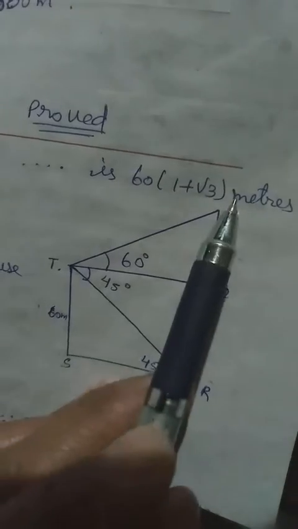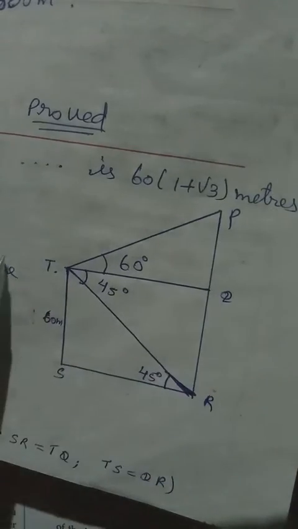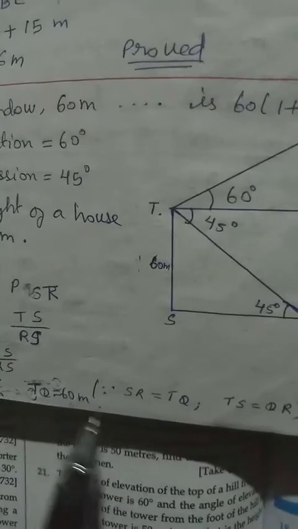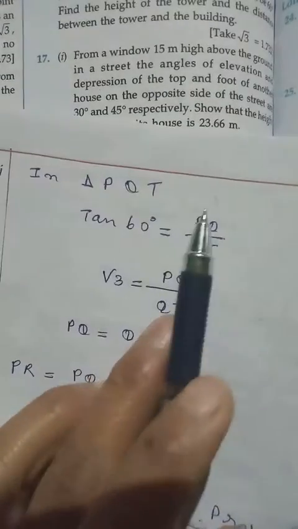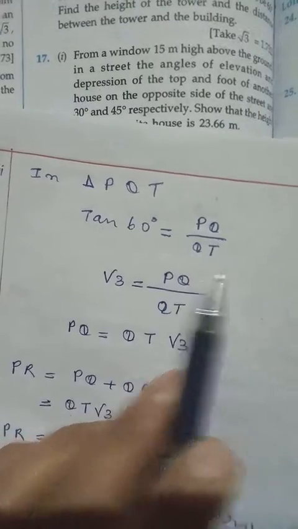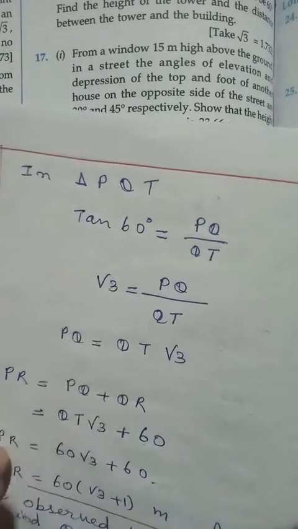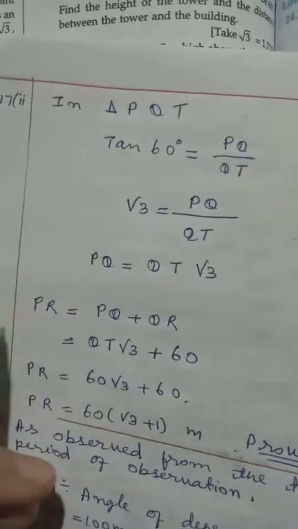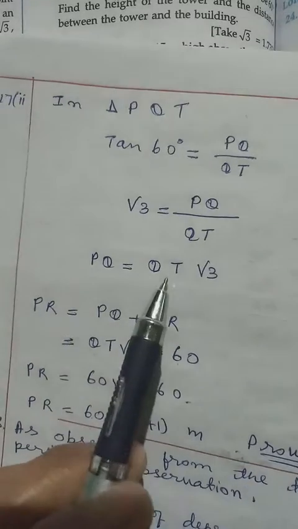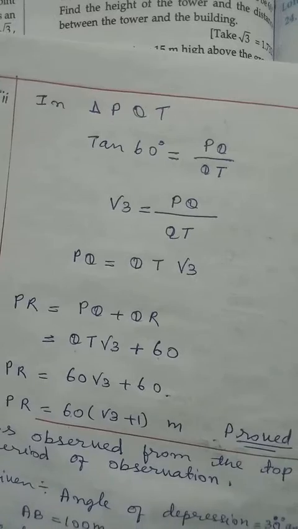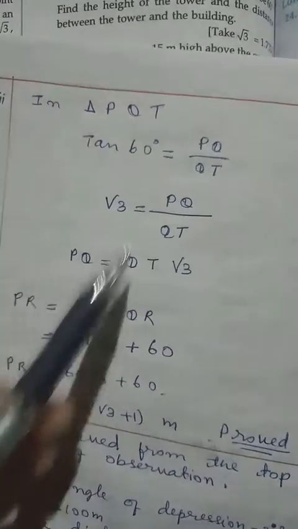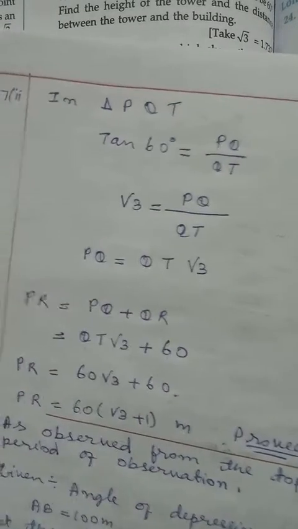Then in triangle PQR, tan 60 is equal to PQ by QT. QT we already have from here, 60. Tan 60 we know is root 3. Then we have PQ by QT, and QT we already have, 60. So we cross multiply, and we get PQ equal to QT root 3.